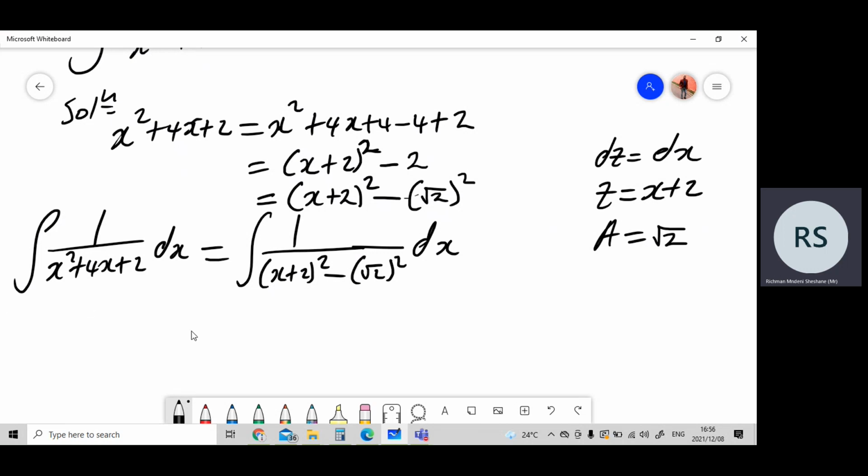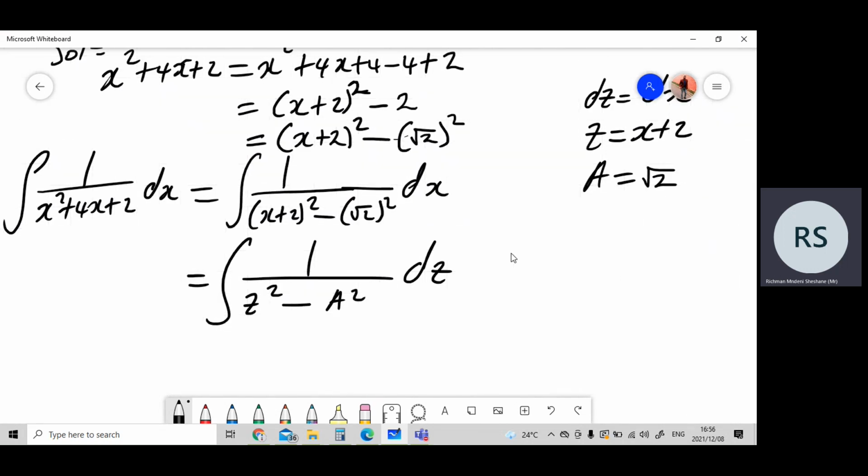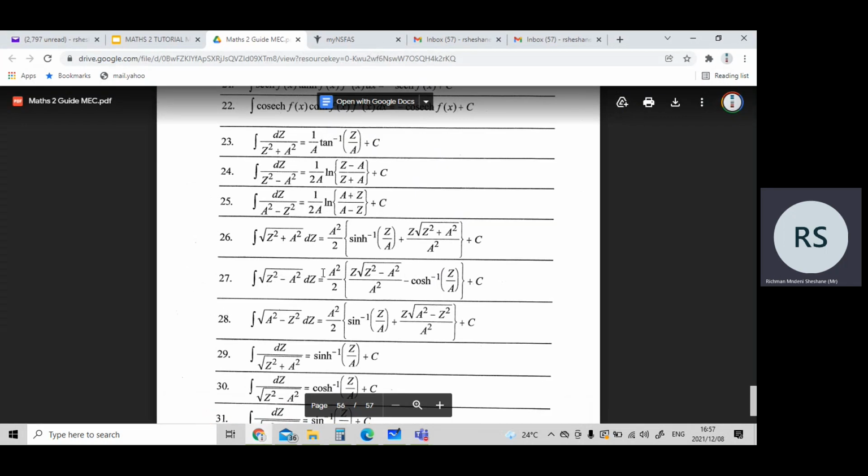Okay, so the integral of 1 over, let's put our expression in terms of a and z. We said this is z, so it will be z squared minus, we said square root of 2 is a, but squared, and then we say dx is dz. Okay, we have this form now, integral of 1 over z squared minus a squared dz. So you go to your formula sheet and check the integral of this form. Let's check the formula sheet.